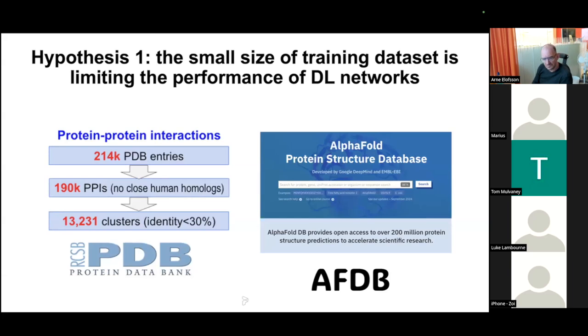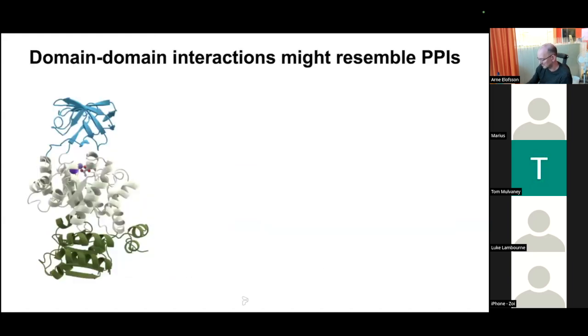So we decided to look into the AlphaFold protein structure database. AFDB only consists of protein monomers, but inside protein monomers there are domains, and domains are evolutionary units that got recombined to create these proteins, and these domains do interact. Our hypothesis is that the interaction between these domains will resemble protein-protein interactions. Then we can use domain-domain interactions as a training data set for a PPI prediction tool.